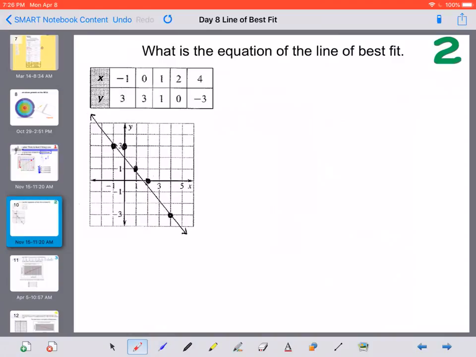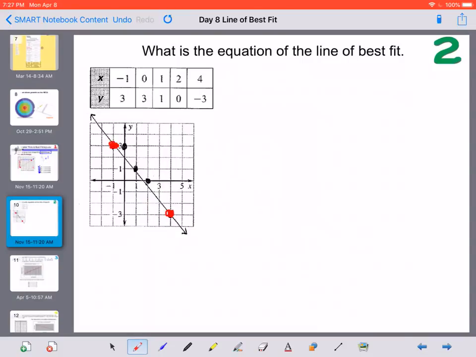Next one, what is the equation of the line of best fit? So we have a table with the points, but what those points are telling us is what those dots on there are. What we are trying to find is where the line is going through an intersection. Now I'm pretty sure it's going through an intersection right there. And the next closest one would probably be right there.